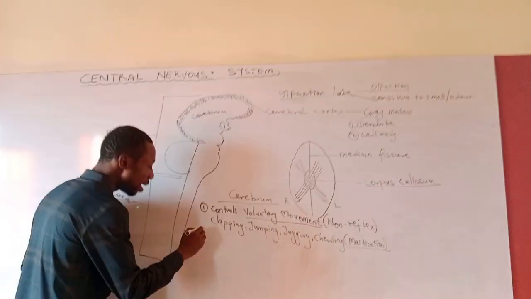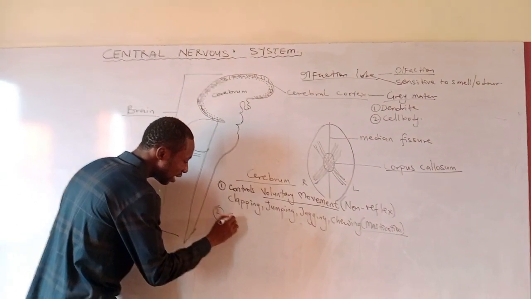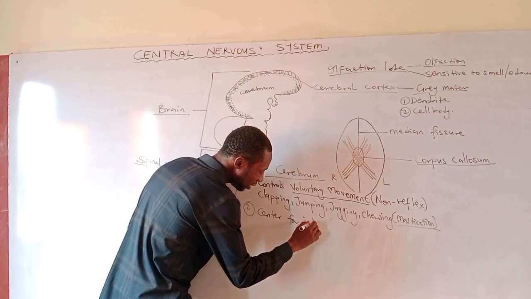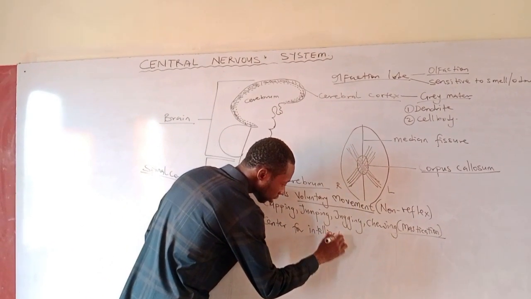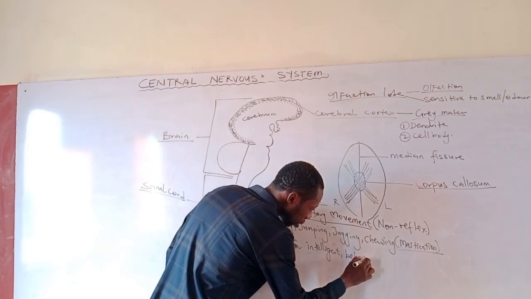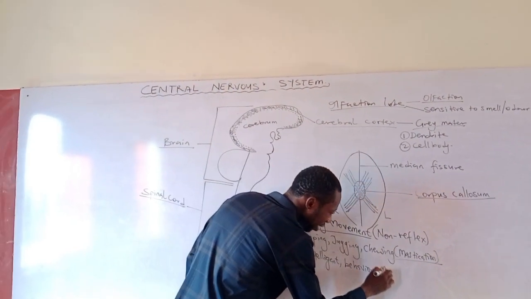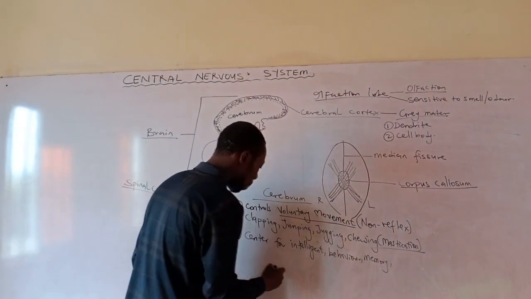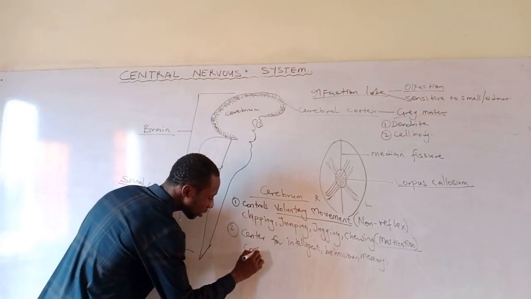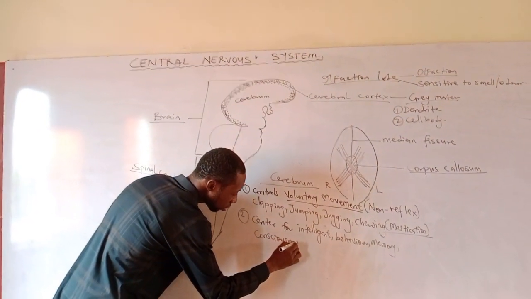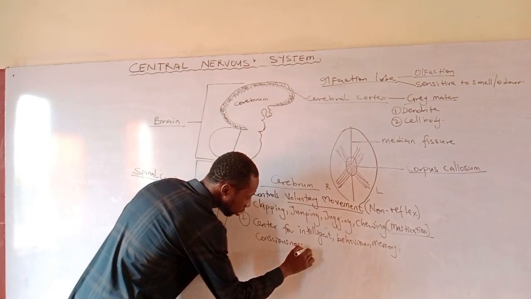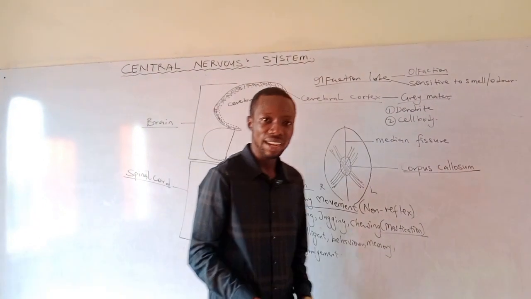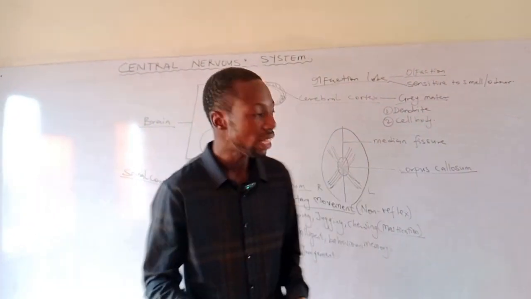Alright? Then the second one here is the center for intelligence, behavior, memory, as a part of the limbic system. Then the center for consciousness, judgment. These are the functions of the cerebrum.